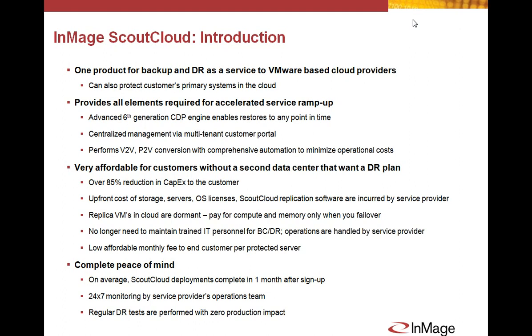As I mentioned, there's a central portal that's available for the provider's operations team to monitor the status of replications 24/7. There's a significant amount of hooks to be able to dispatch alerts via email and SNMP, so we can integrate our product with ticketing systems that receive alerts and issues via SNMP. Additionally, regular DR tests are performed as part of the service. These DR tests are performed with zero production impact, and that gives peace of mind to the customer that the DR plan they have is valid and it works.